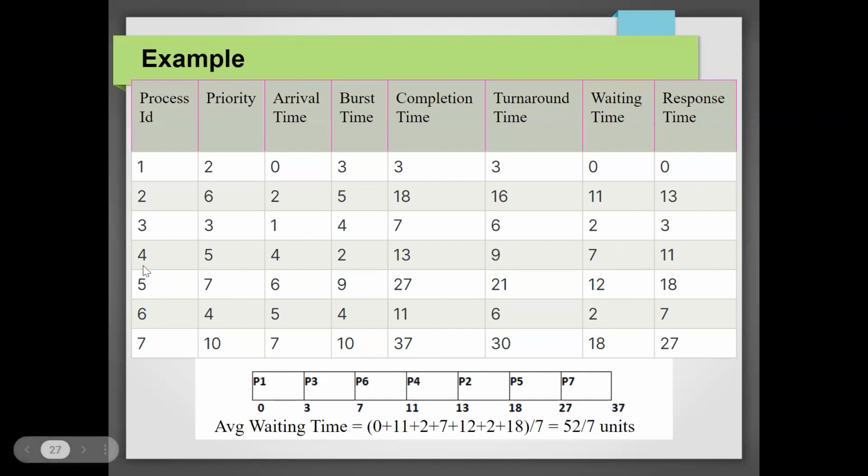For example, if we take process P4, the response was produced for process P4 at time 11, so the response time of process P4 is 11. Similarly for process P6, the response was produced at time 7, so the response time for process P6 is 7. This is how to calculate the response time for each process. Next, we can calculate the average waiting time by adding all the processes' waiting times and dividing by the total number of processes. I hope you are familiar with the non-preemptive scheduling algorithm now. We will meet in the next video. Bye.